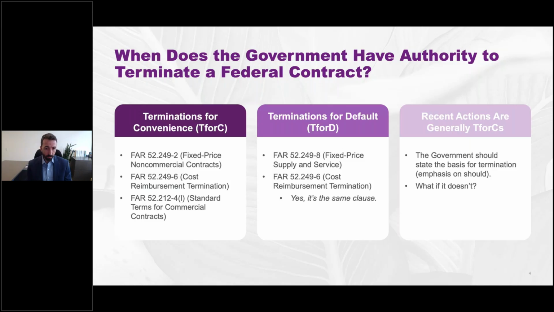So we've got on the screen a couple examples of the termination clauses that you might see in a contract. So in a standard fixed price non-commercial contract, I'll talk about commercial versus non-commercial later, but just bear with me for a moment. You'll see the FAR 52.249-2 clause. If you have a cost reimbursement federal contract, you'll see the 52.249-6 clause.